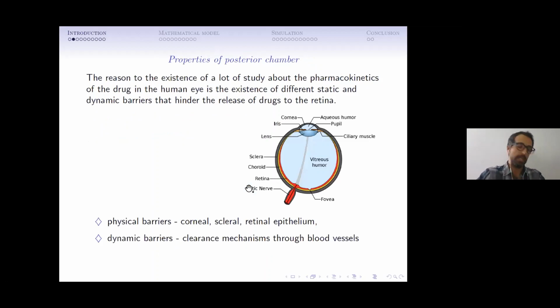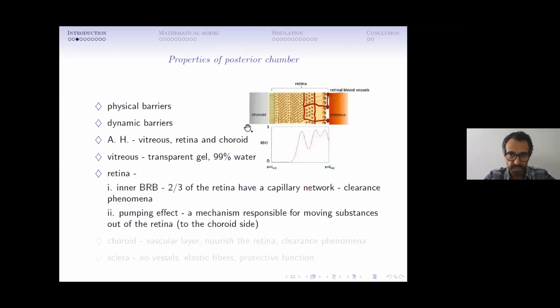There are a lot of studies about this subject because the physical and dynamic barriers influence the drug's ability to reach the retina. These are the main properties that we need to consider to build a mathematical model. We need to know about the physical barriers and the dynamic barriers. We need to know also that the aqueous humor exists and circulates inside the posterior chamber, in the vitreous, retina, and the choroid.